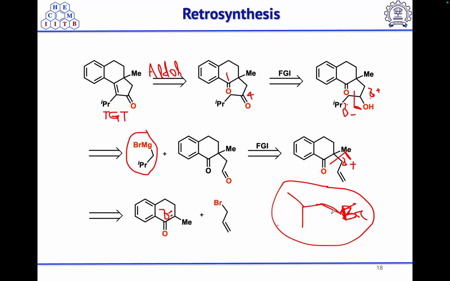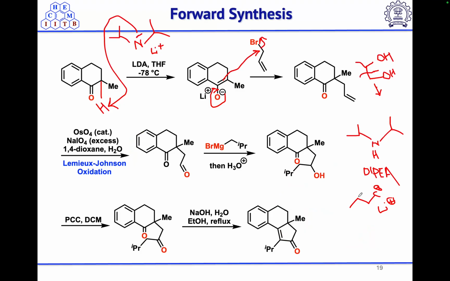If you treat this isobutyl bromide, as we already discussed, with magnesium, then we can get this RMgBr, right? So that is a Grignard reagent. After preparation you can add this Grignard reagent to this aldehyde, and after workup you will get the alcohol, right? Now after getting this alcohol you can do the oxidation by using PCC in DCM. DCM is the solvent, PCC is the reagent to oxidize this secondary alcohol, and you will get this ketone, right?